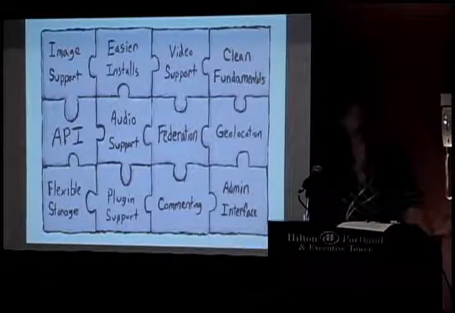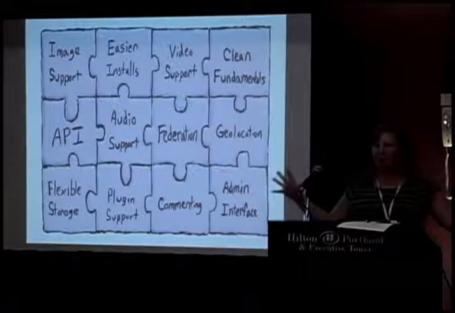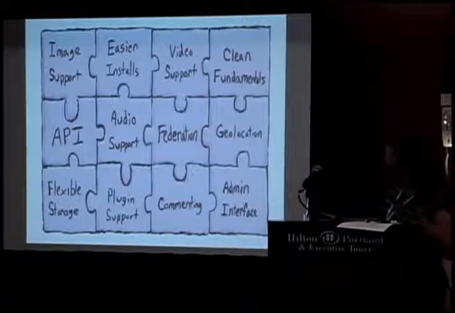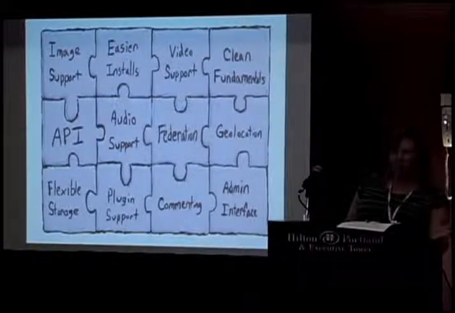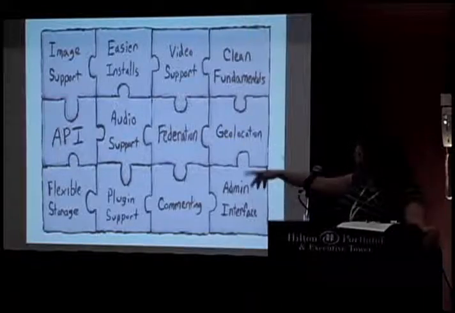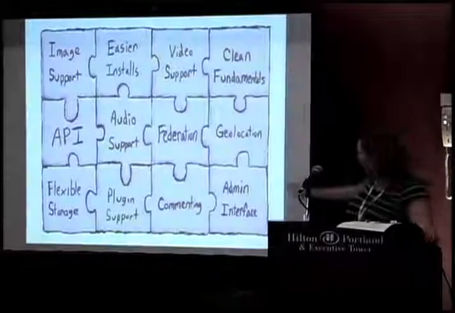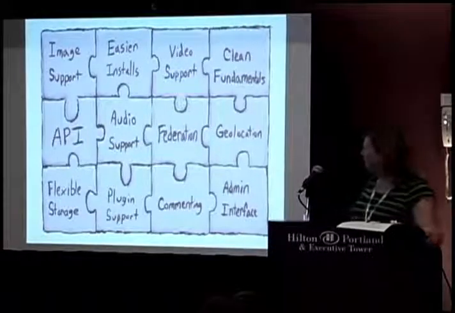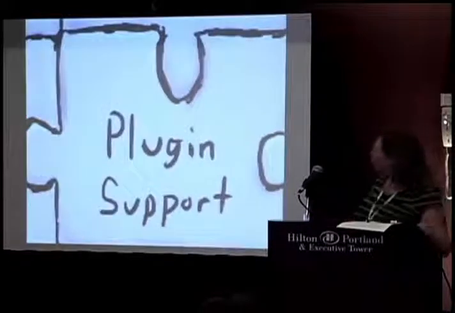These are the pieces of the puzzle that we think would be necessary for good federated, decentralized media hosting. Some of these things, like the image support, turned out to be not that difficult to build. Audio support came in pretty quick. We have an API now. You can put geo stuff on your photos. And some of the other things turned out to be a little bit harder.